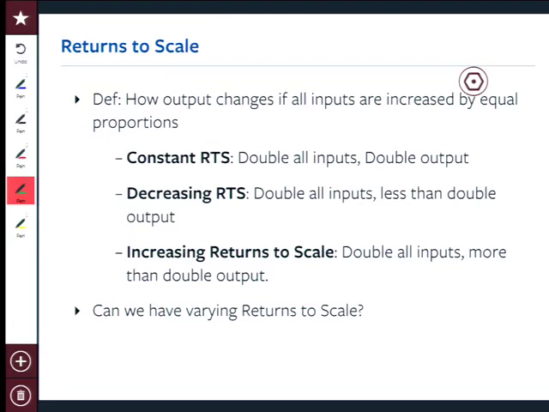Returns to scale, first of all, are a long-run concept, right? Returns to scale live in the long run, they don't live in the short run. So returns to scale mean, how does output change if all inputs are increased by equal proportions? The easiest way to remember this is to just say, what if all inputs double? What happens to output? So constant returns to scale means you double all inputs, you double output.